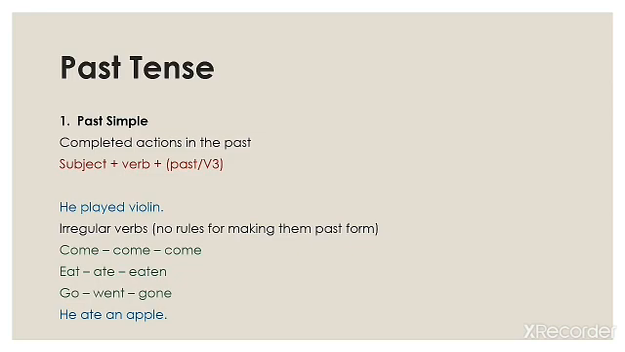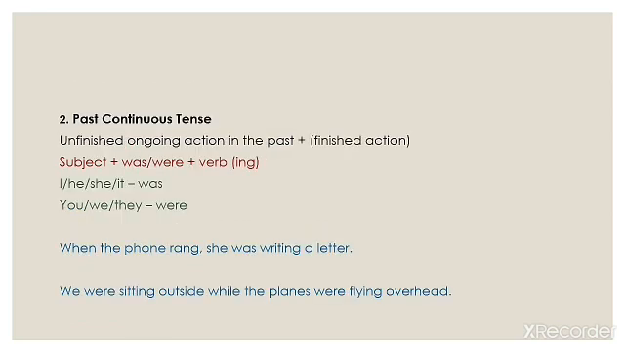For example, he ate an apple. Next is past continuous. Past continuous is used when we are talking about an unfinished ongoing action in the past plus finished action, and the rule for it is subject plus was or were plus verb, and with that we use ing.